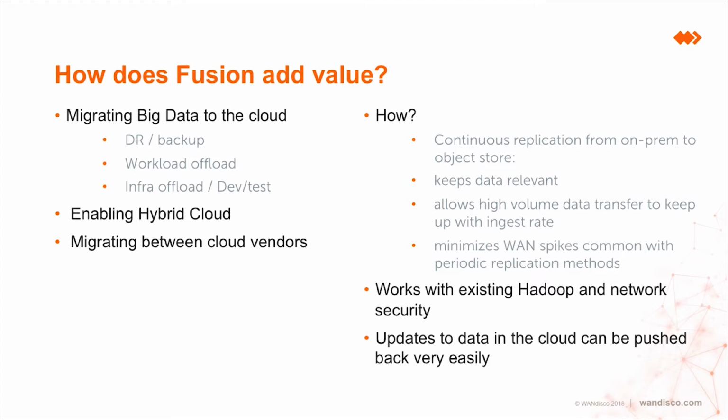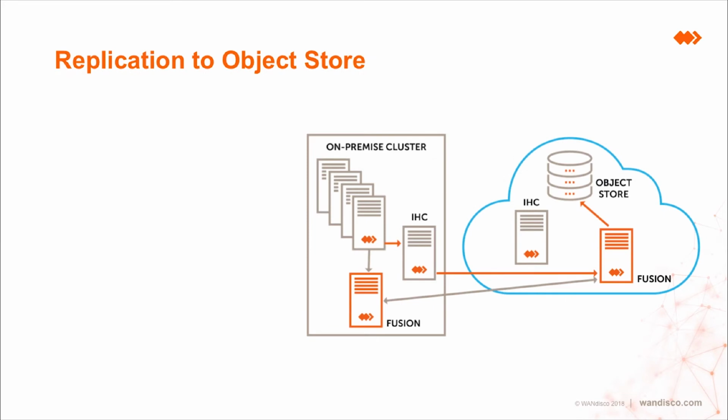How does it do it? Continuous replication can occur from an on-prem cluster to an object store. That could be Hortonworks running on-prem. The data that's loaded into HDFS gets updated continuously to an AWS S3 bucket. It keeps that data relevant. It allows for high volumes of transfer to keep up with the ingest rate, and it minimizes WAN spikes, common with periodic copy-based replication methods. It works with existing Hadoop and network security, and updates to the data in the cloud can be pushed back very easily. It's an example of replication to object store.